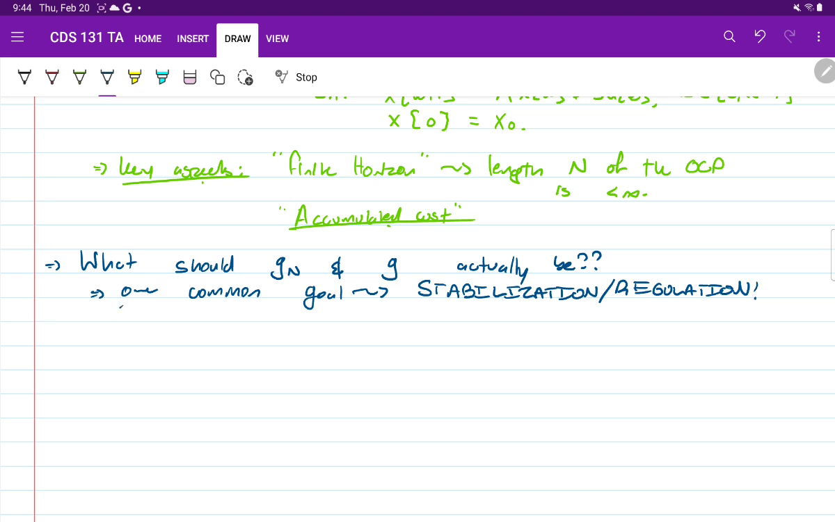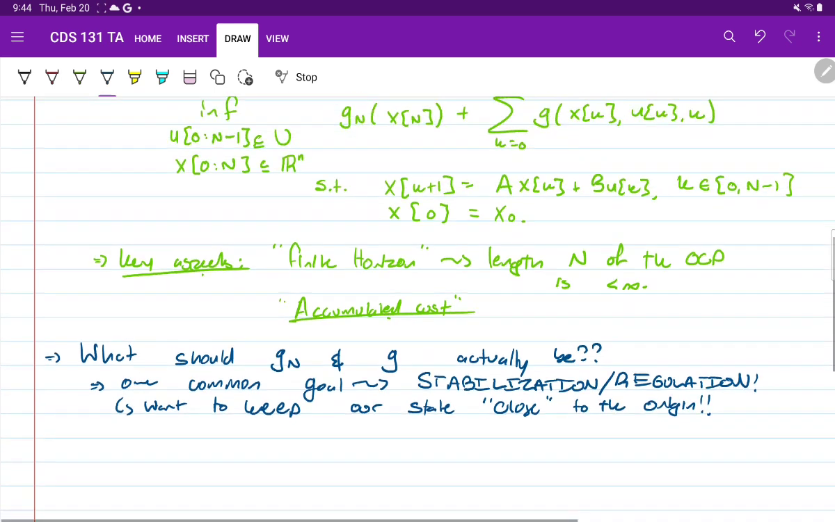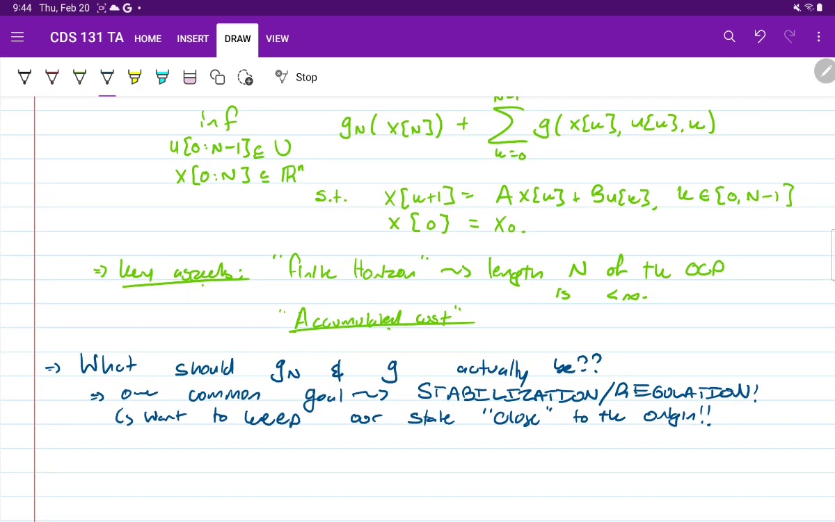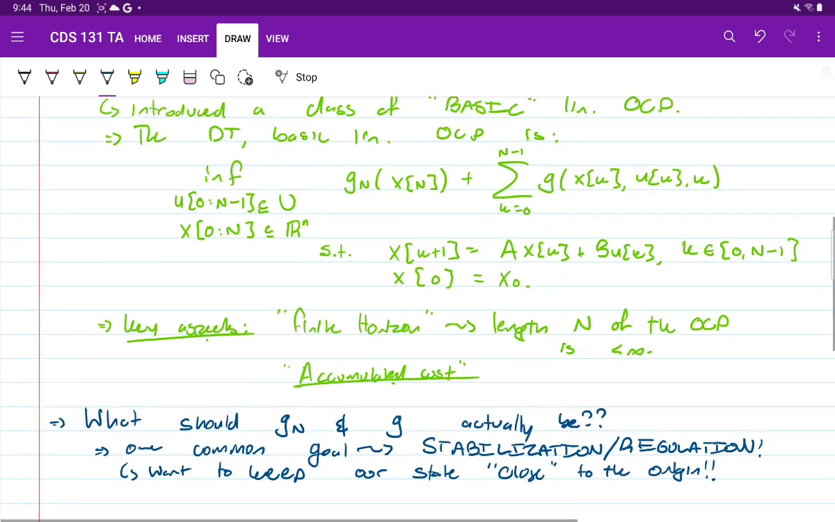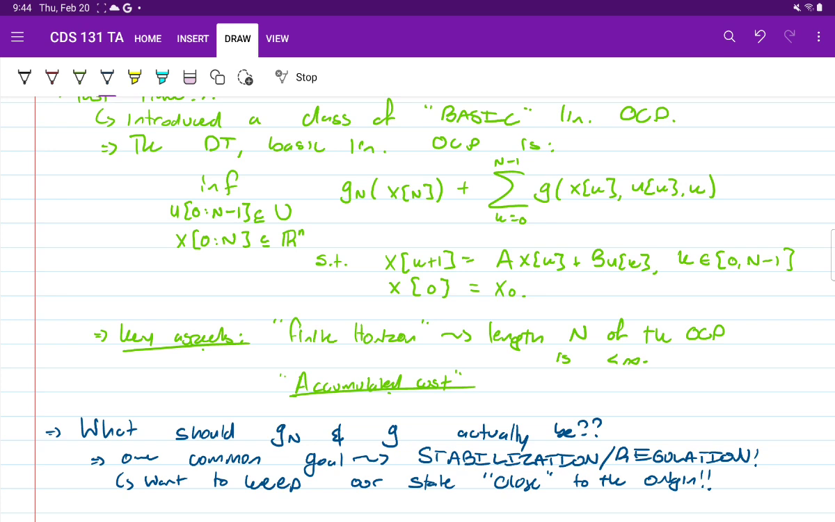Okay? And what we want to do is we want to keep our state close, which I'll just put in quotes, to the origin. So we kind of want to make sure that our state doesn't stray too far away, all right? Now, in terms of this general linear optimal control problem that we introduced up here, nothing about g and gn says that we're going to remain close to our origin at all times, right? The structure of our cost function doesn't really encourage this, okay?